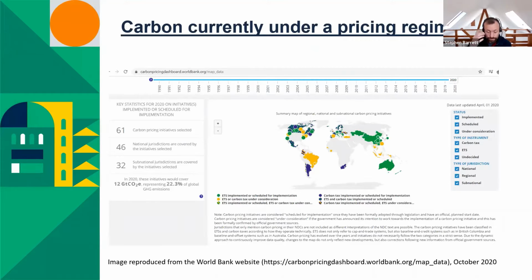Regulatory requirements are appearing all the time. This is quite an interesting website available at the World Bank. It looks at carbon pricing initiatives around the world. And if you play around with the timeline at the top there, you'll see the rapid growth in implementation. If you slide it back to 1990, you'll see just Finland and Poland on that map.